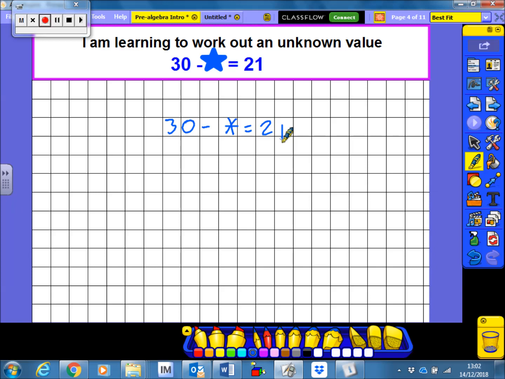So we're going from 30 here, take away something makes 21. So I'm going to count backwards from 30 until I get to 21. So if I do that, what I should get is 9.